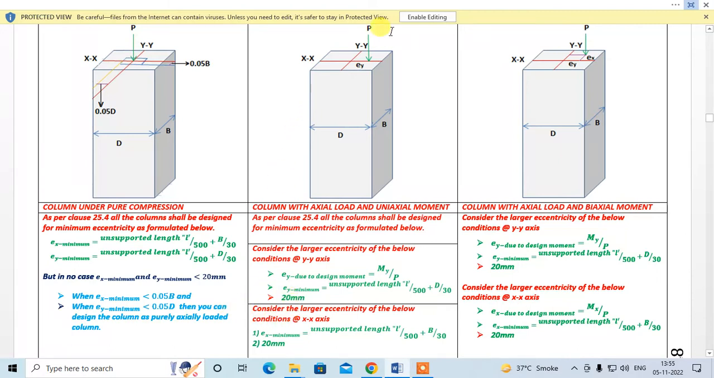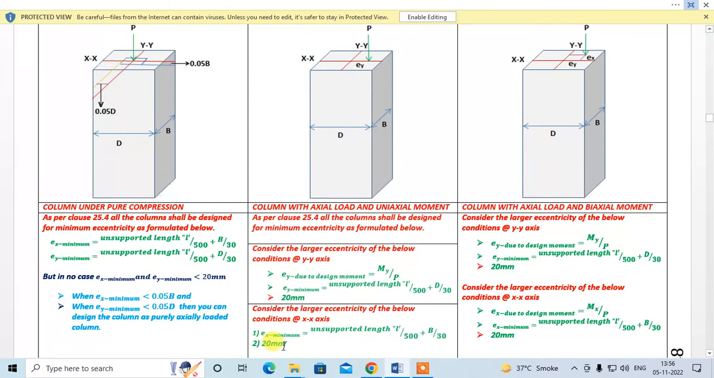In the other direction over here, we don't have any moment. So consider the larger. Over here, we will find ex minimum, because there is no eccentricity in actual design load. So still we will have to find ex minimum. Ex minimum can be found by this formula: unsupported length Lx by 500 plus B by 30. If this is found to be less than 20 mm, then you have to at least take 20 mm.